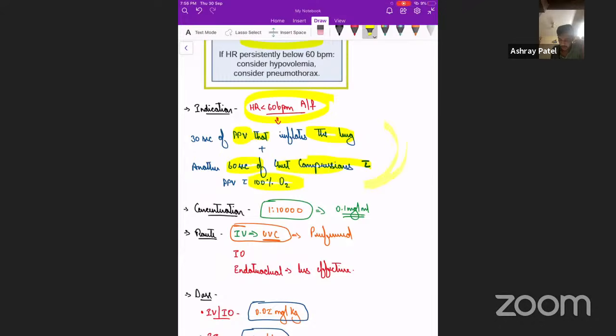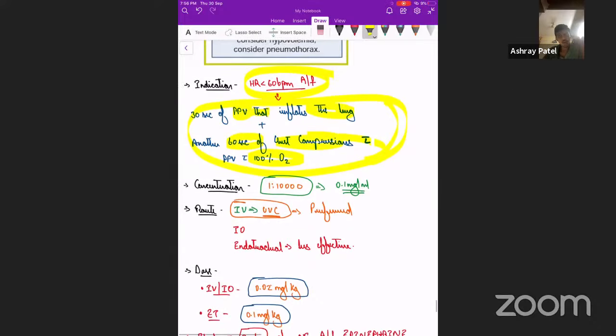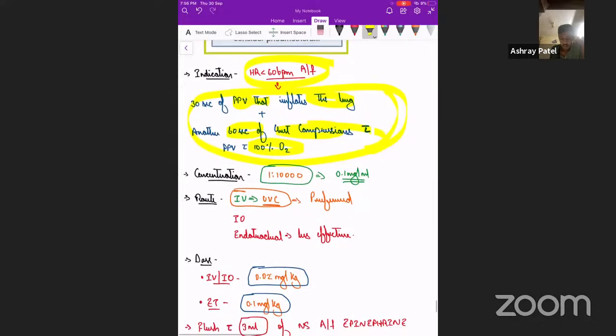If these two things have already been done, then that is the indication that we should go ahead and start giving drug. That is, epinephrine is administered. What is the concentration? 1:10,000 dilution. The ampule you get is 1:1000. You dilute it with 10 ml NS, so it becomes 1:10,000. The concentration will be 0.1 mg per ml, so 1 ml will have 0.1 mg of the drug.